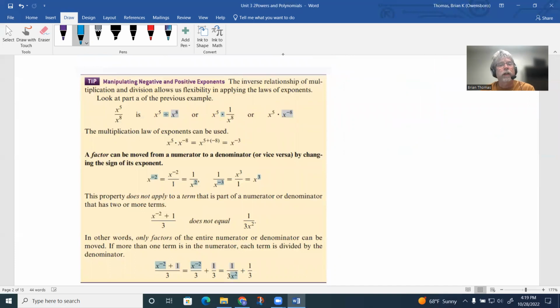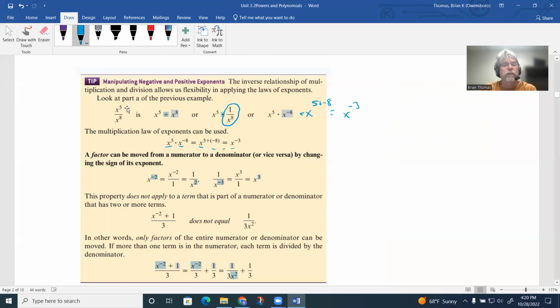So as we're talking about manipulating negative and positive exponents, as I was mentioning, x to the fifth divided by x to the eighth. And remember, division is the same thing as multiplying by the reciprocal, so it still means x to the fifth times 1 over x to the eighth. And notice this is really the same thing as x to the negative eighth. So I can actually change this to x to the fifth times x to the negative eighth, if you want to keep it as an addition problem. That would be x to the 5 plus negative 8, which would give you x to the negative third. So that's what they're kind of doing here.